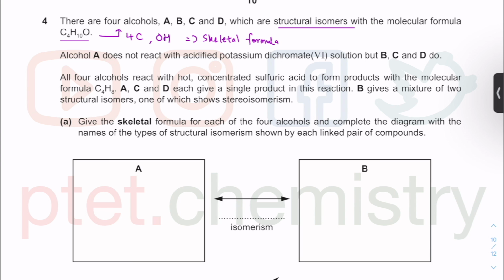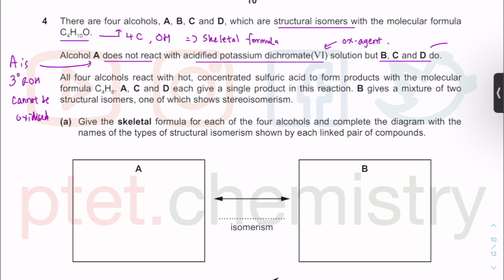The alcohol A does not react with acidified potassium dichromate. We know that that is an oxidizing agent. So the fact that alcohol A does not react, this straight away tells you that A is a tertiary alcohol, cannot be oxidized. So there's something that you have to consider from the very beginning. B, C, and D can be oxidized, so they are either primary or secondary alcohols.